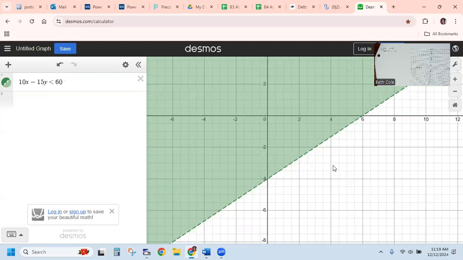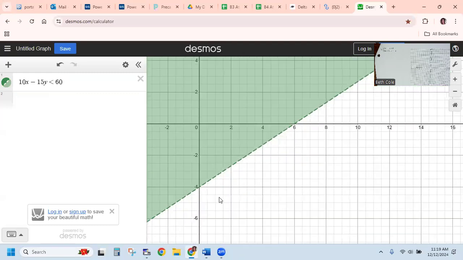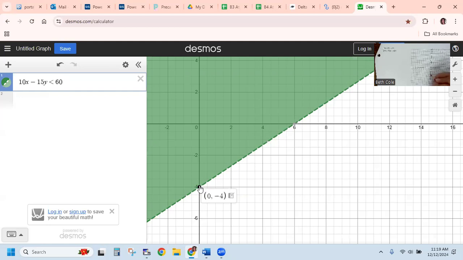So let's find some pretty points. What have we got? Yeah, 0, negative 4. Good. Go ahead and plot that. I can't have my paper and this up here at the same time. 0, negative 4. Take your first color, whatever that is.